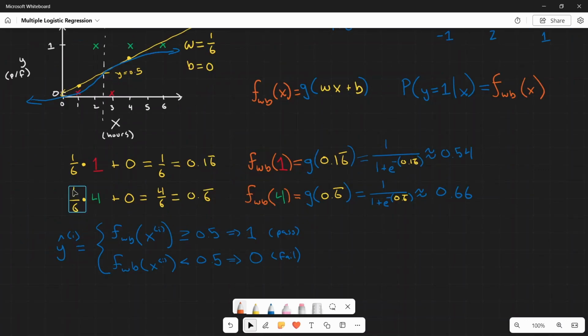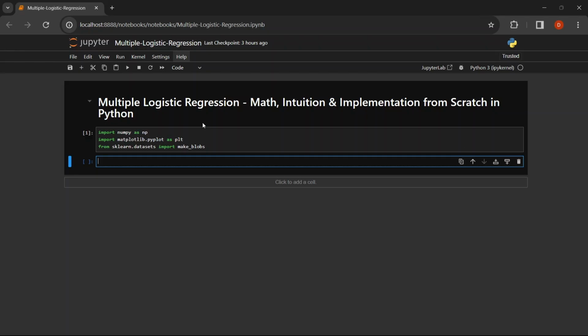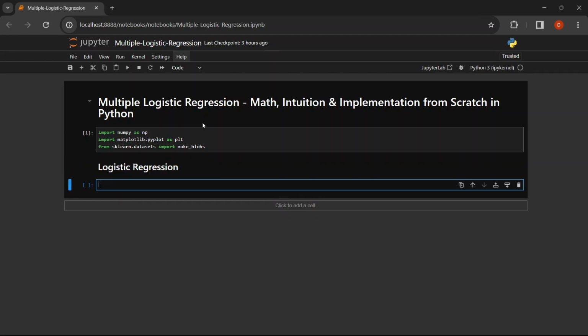All right, and now that we have our example data and a y prediction function, we're ready to jump into Jupyter Notebook and start coding. All right, now let's start coding out the section for logistic regression. And we're first going to start with initializing the x, y, weight, and bias values.